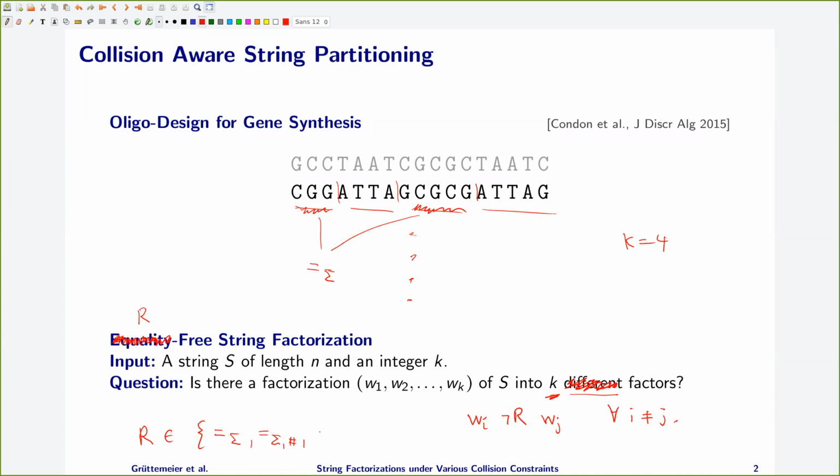Then we also considered the prefix relation. Two strings are in relation if one is a prefix of the other one. In that case, these two strings would be in relation, because the first one is a prefix of the second one. It makes sense from the application point of view to also forbid this, that one factor is a prefix of the other one. And if you can do prefixes, you can also do suffixes and maybe also substrings. So you would say two factors collide if one of them is a substring of the other.